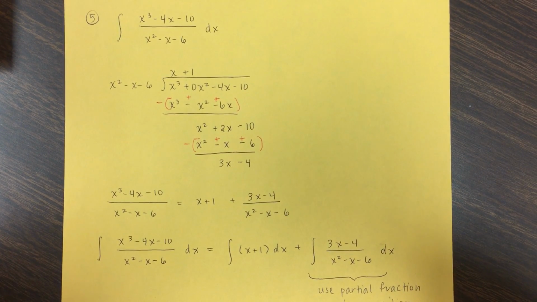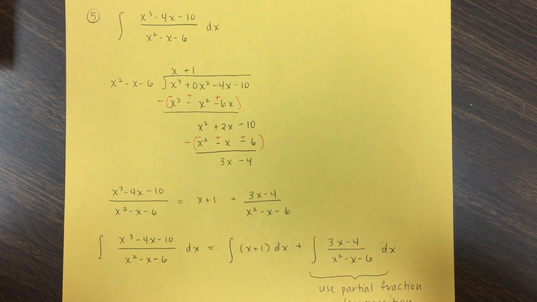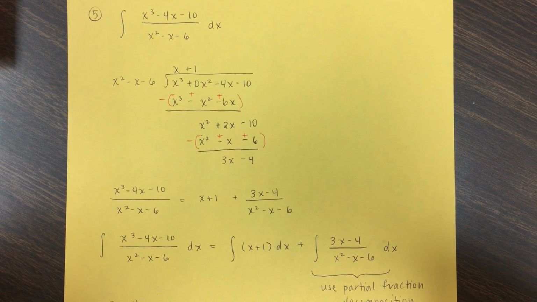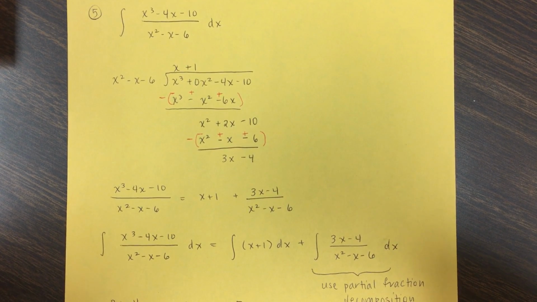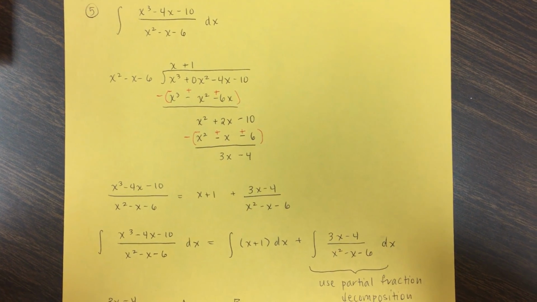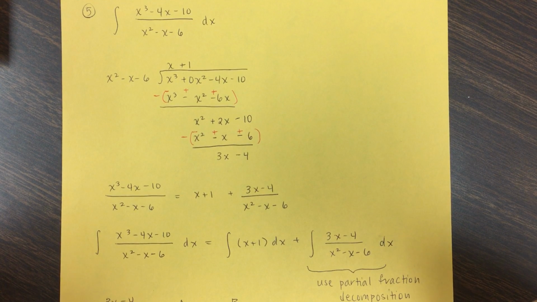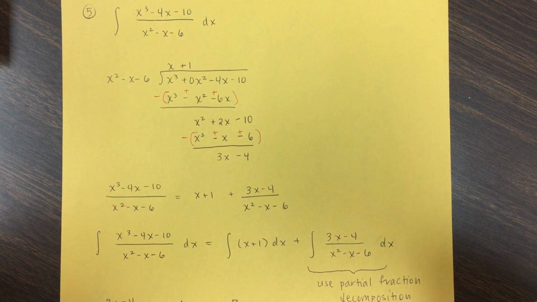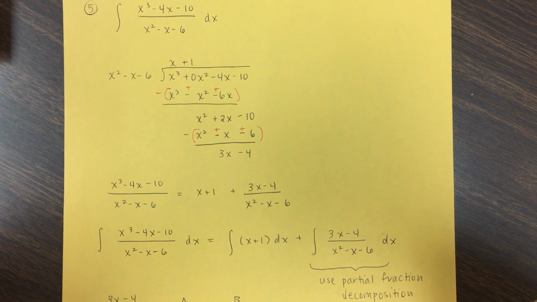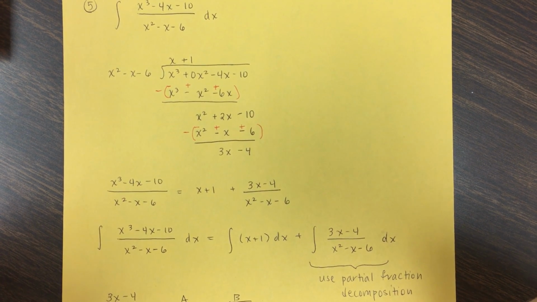So what that really means is I can rewrite the rational expression x cubed minus 4x minus 10 over x squared minus x minus 6 as x plus 1 plus the remainder. So the remainder was 3x minus 4 over the divisor x squared minus x minus 6. What that also means is that I can split up my original integral.